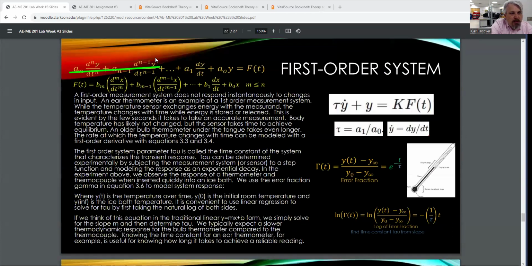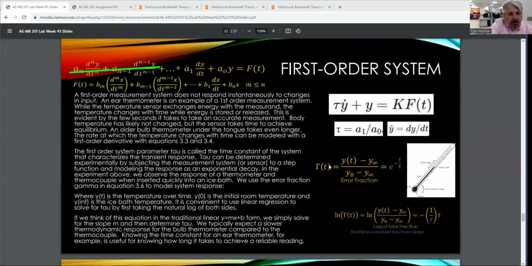So when we look at first order systems, we start to cross off terms in that model, and we get down to a simple first order derivative where we have tau times the first derivative with respect to time, y dot, plus y equals K, some sensitivity, times input F. And this is a classic model for the behavior of a thermometer, which does typically respond as a function of time based on its design and characteristics, typically modeled as an exponential decay in time.